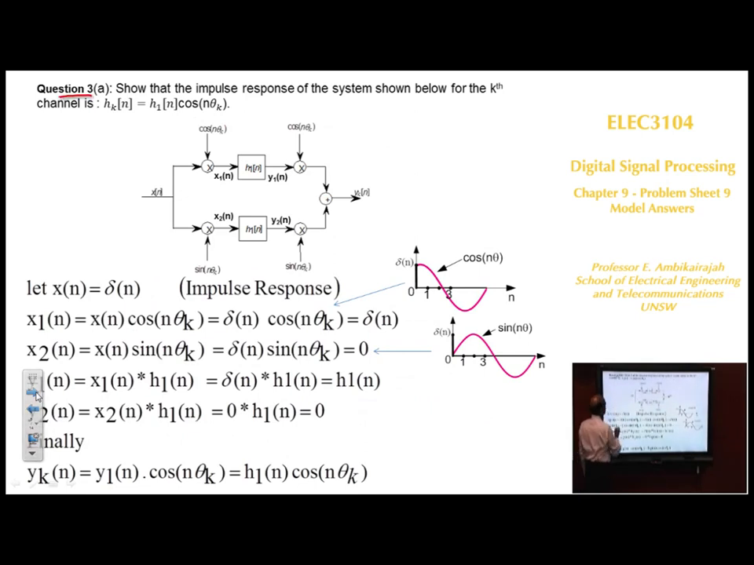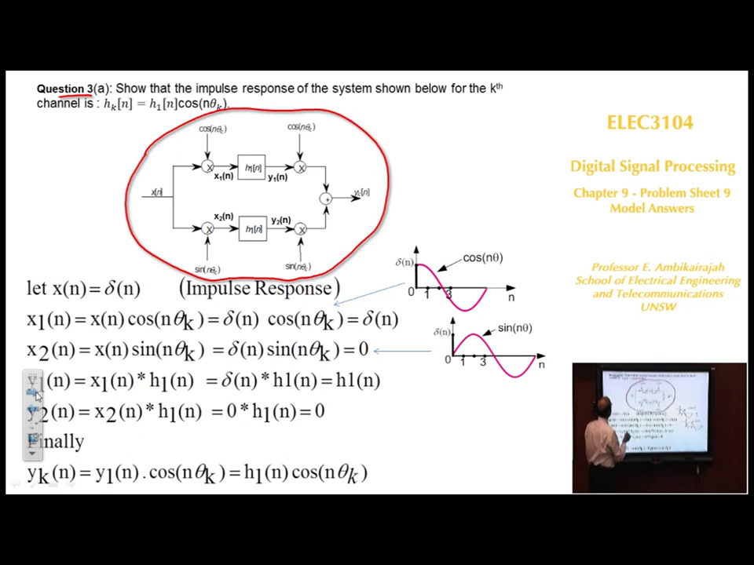And in question 3a, have a look, you've been given a system here. It's a system with modulation. And the input signal is h(k). You've been asked to find the impulse response of the system shown for the kth channel. So the overall impulse response you need to show is h1(n), the impulse response of this one and that one. So this is a kth channel. There are many channels there. One channel is called the kth channel.